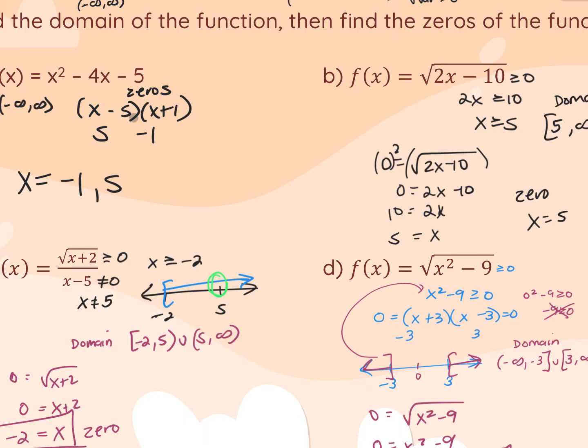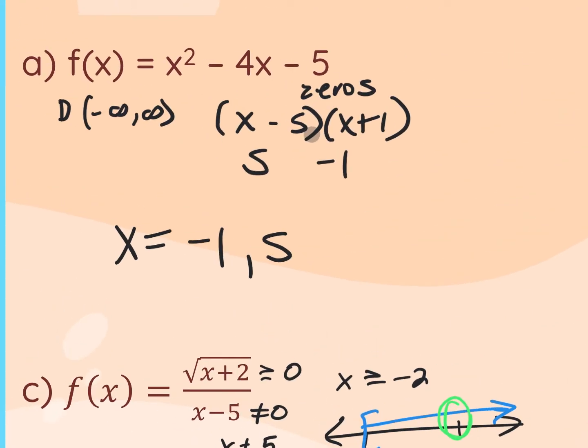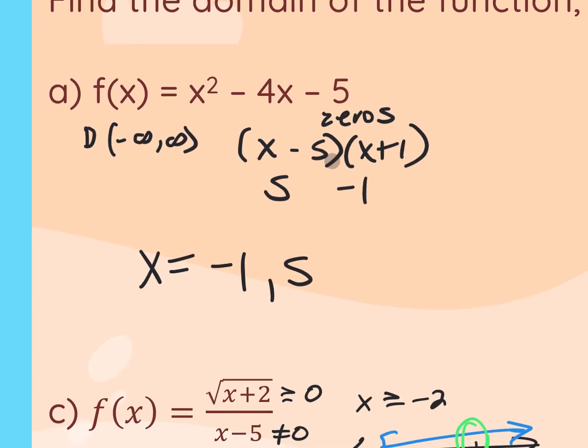All right, then came your domain, okay? Domain and zeros. So if I look at the first one, there is no variable in the denominator or under a square root, so my domain is not restricted. It is all real numbers, which in interval notation is negative infinity to positive infinity. To get the zeros, I set it equal to 0. I factored it x minus 5 and x plus 1, and then solve it, and you get positive 5 and negative 1.